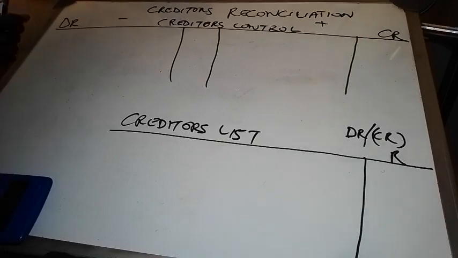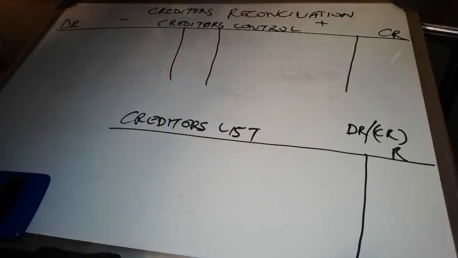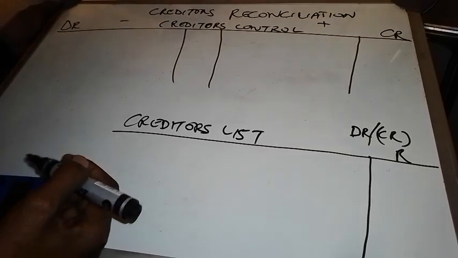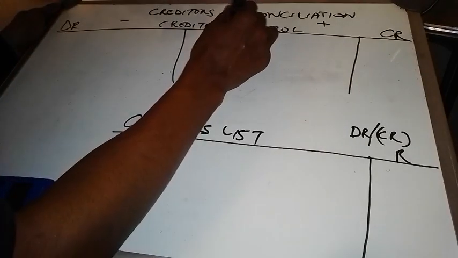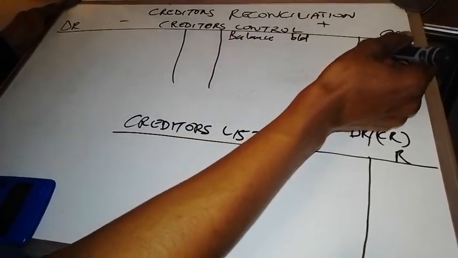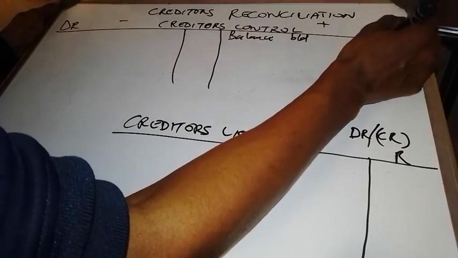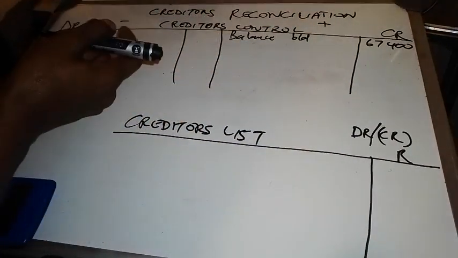Now we are going to do the same thing. We start from the control accounts, right? So we start from the creditors control. What is the balance on the credit side? To start from the credit side, we've got a balance BD, right? It's how much? It's 67,400, right? 67,400 is your balance.